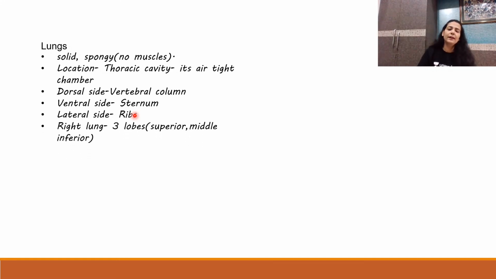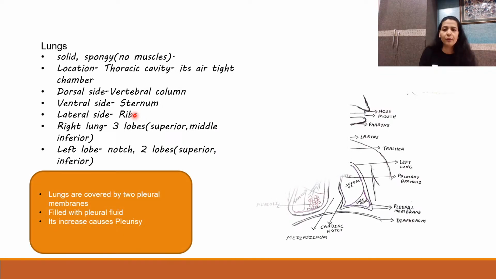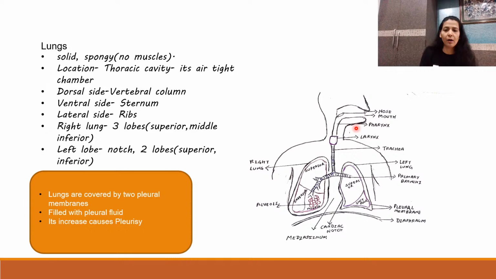Okay, now the right lung has three lobes. The left lung has two lobes, and there is a notch also present over here. Let me show you with the help of the diagram. All right, this is the right side of the body, the left side of the body. This is right lung, this is left lung. Right lung, can you see that it is divided into three lobes? This is first lobe, second lobe, third lobe. Superior lobe, middle lobe, inferior lobe. Once again, the right lung is divided into how many lobes? Three lobes. The first part is superior lobe, middle lobe, inferior lobe.